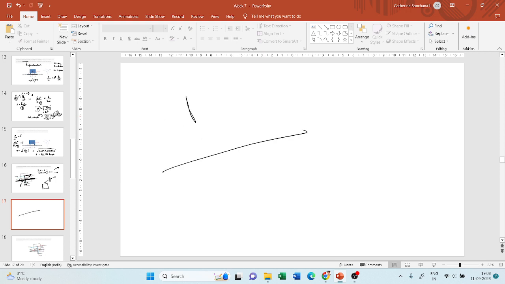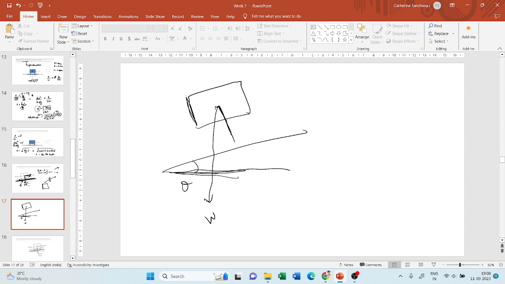Okay, so this is my vehicle, and this is the horizontal surface, and the inclined surface is at an angle of theta. For my vehicle, the weight is acting vertically down. These are the wheels of the vehicle, and they will be offering a resisting force in this direction.